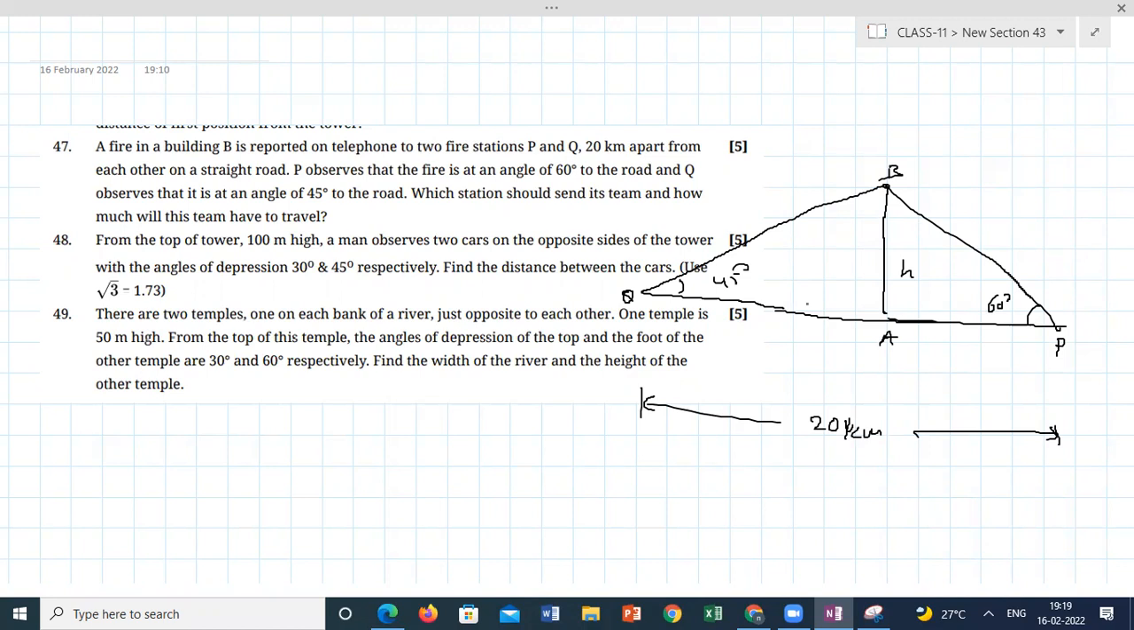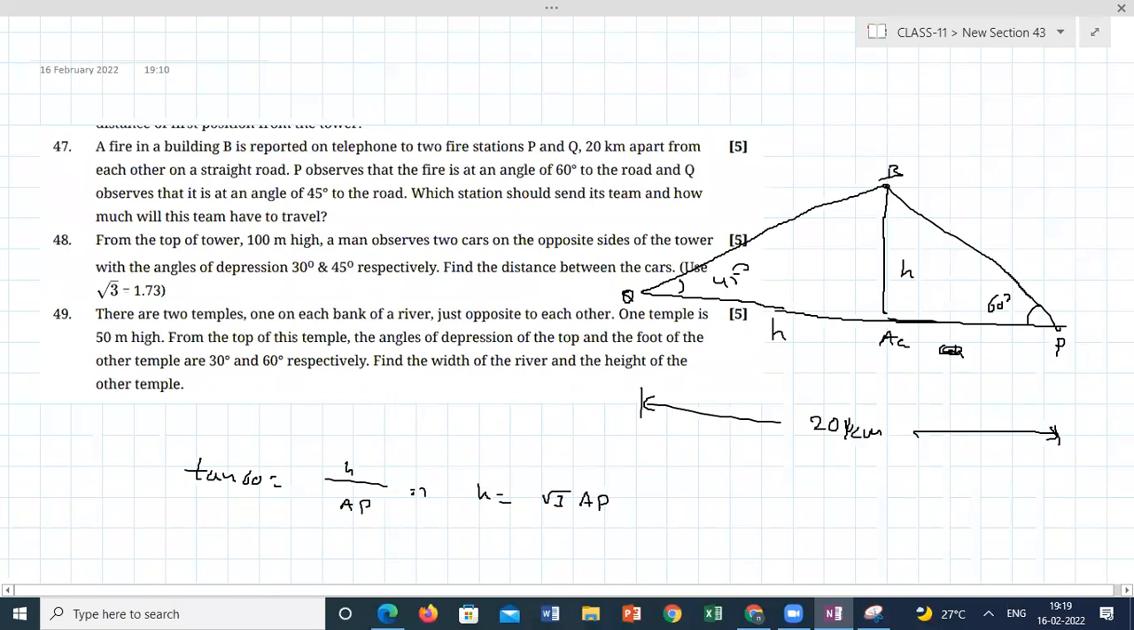Usually 45 degrees is far away, which is equal to h, and you have to show AP is less than h. These kind of questions associated with two right angle triangles are not there. But anyway, how can I show AP is less than h? tan 60 is equal to h by AP. So from here, h is equal to root 3 AP. So AQ is equal to H, and AP is equal to H by root 3. That is, AP is less than AQ.